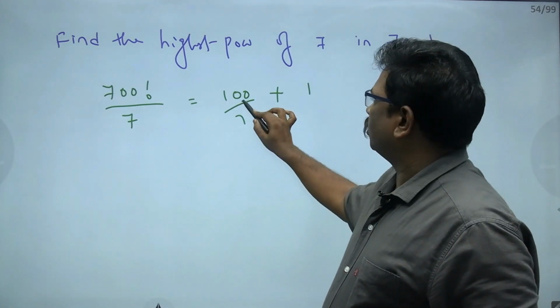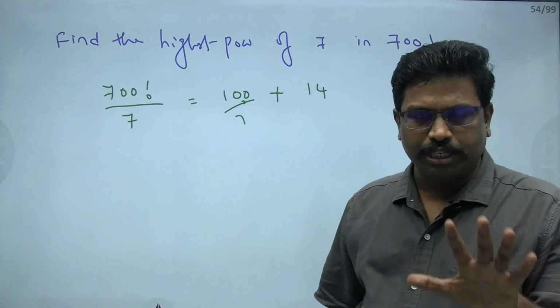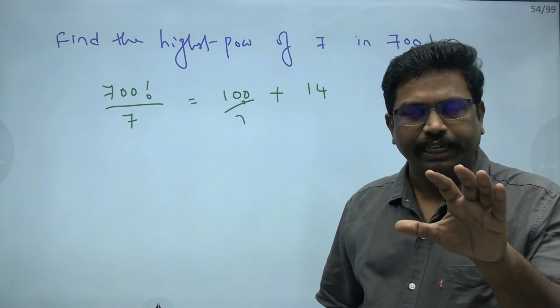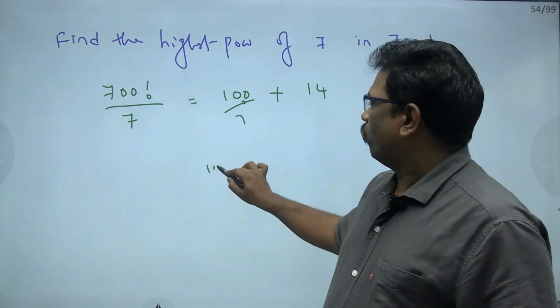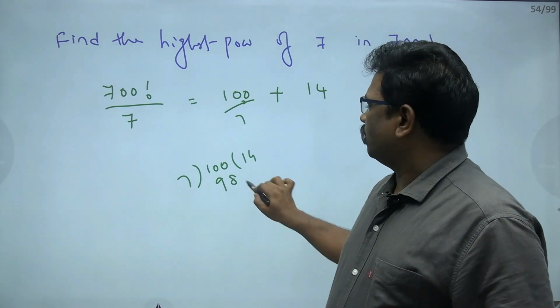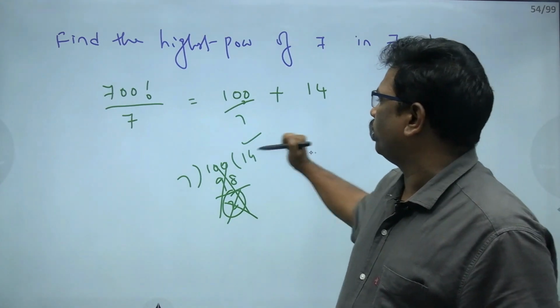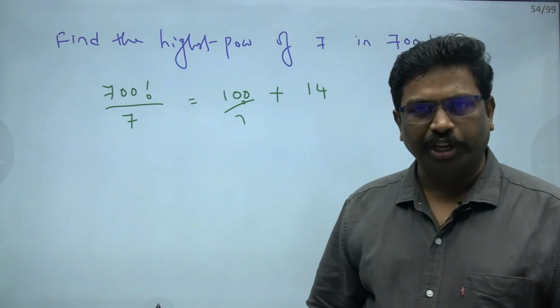Again, divide by 7. 7 ones are 7, 7 fours are 28. Just tell me the quotient. When 100 is divided by 7, 14 times 7 is 98, remainder 2. I don't want the remainder, I just need the quotient, that is 14.